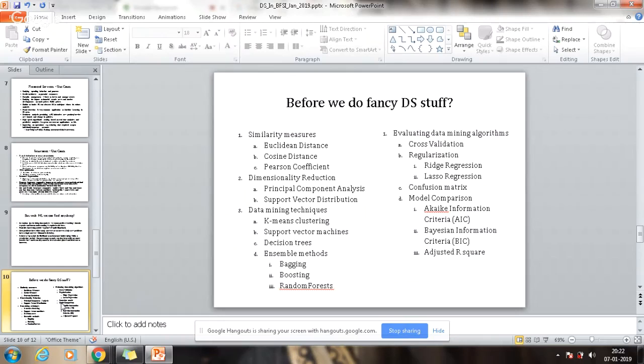Similarly, we have to learn about cross validation, because we don't want to just randomly guess. We want to validate that our algorithms are behaving as we expect. We have regularization, which is similarly about reducing the number of features. We have the confusion matrix to see how many predictions we have correctly made, and then we have different model comparison techniques.